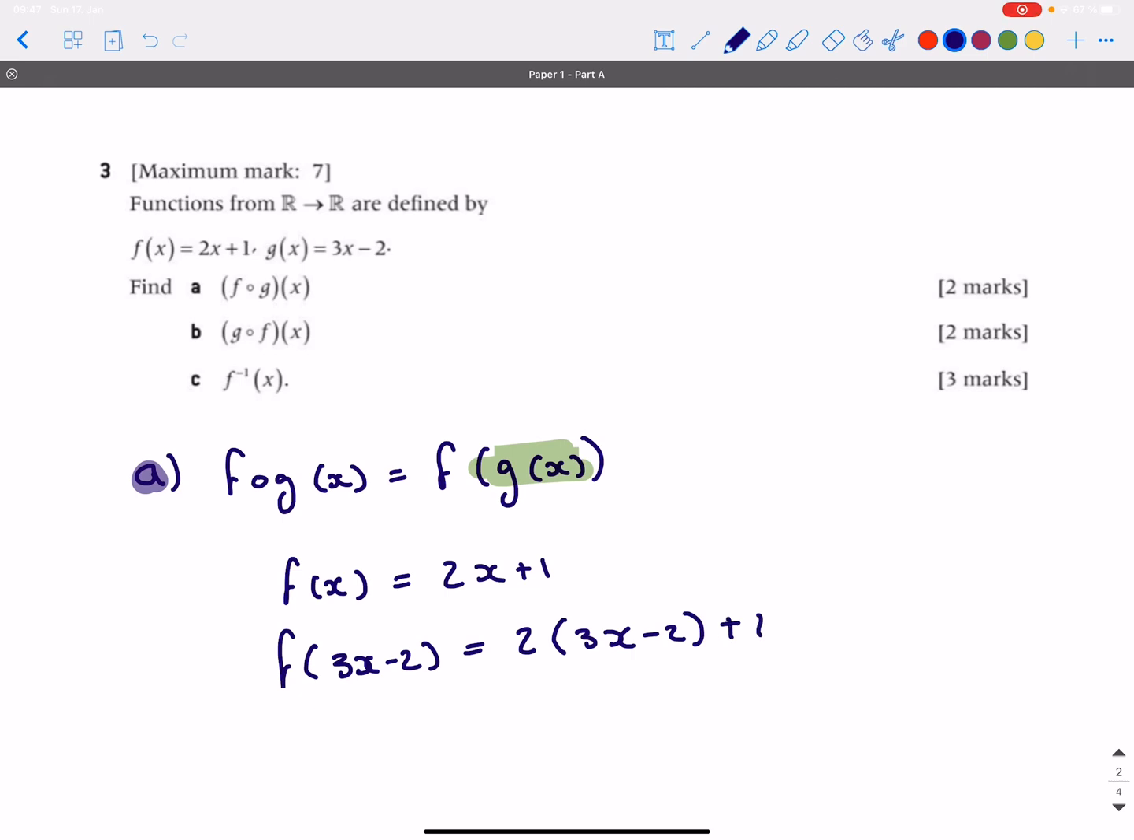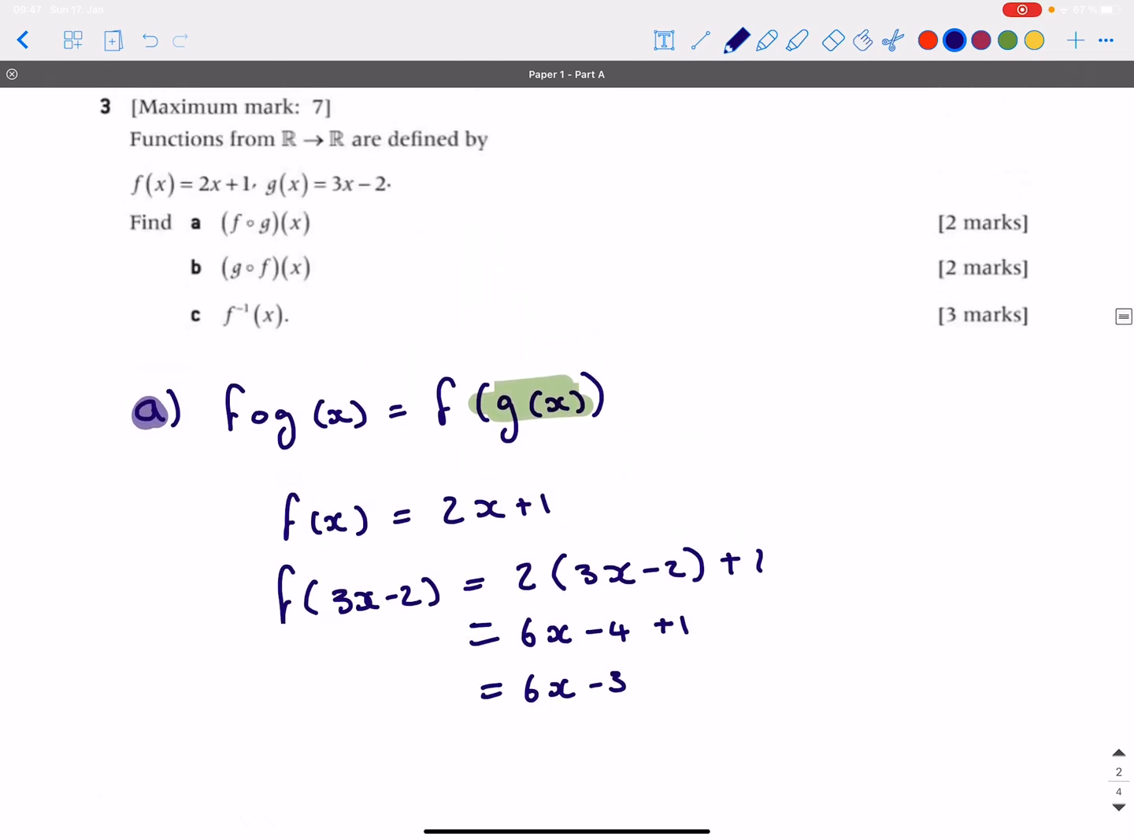You could leave it there. I'm going to simplify it because it's good practice. So I'll multiply through by the 2. So we have 6x minus 4 plus 1. And then that is 6x minus 3.